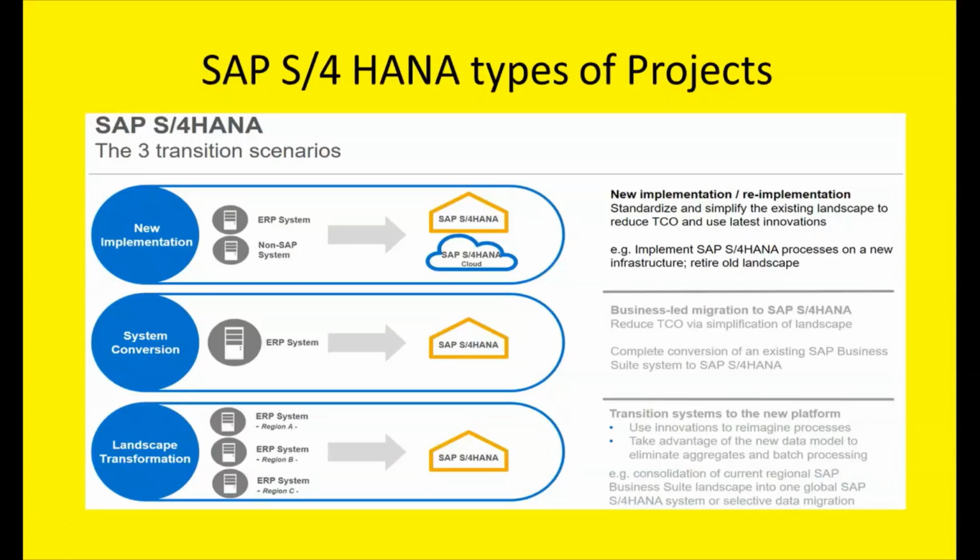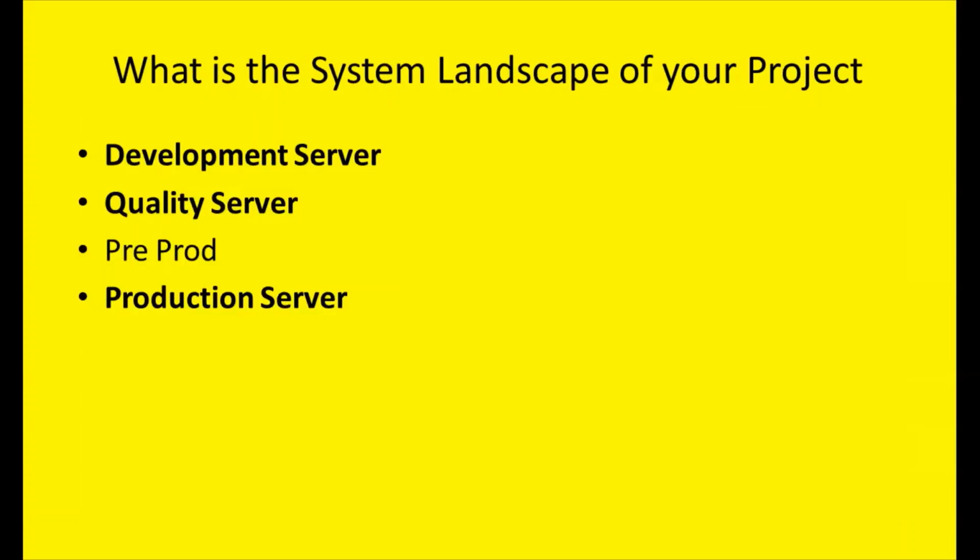And what are the different types of HANA projects? In implementation of SAP S4 HANA, what are the different types of scenarios or projects that we have? One is new implementation project, then system conversion, and landscape transformation. I'll be explaining these three scenarios again in the coming sessions, but in this one I'm only going to discuss from the question and answer perspective: the new implementation, system conversion, and landscape transformation.